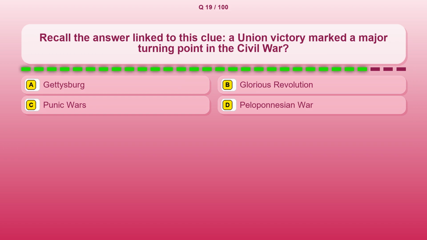Question 19. Recall the answer linked to this clue. A Union victory marked a major turning point in the Civil War? Option A, Gettysburg. Option B, Glorious Revolution. Option C, Punic Wars. Option D, Peloponnesian War.